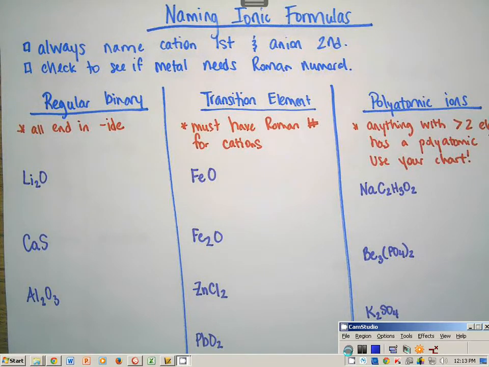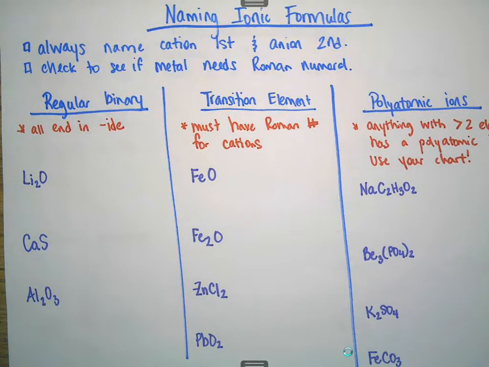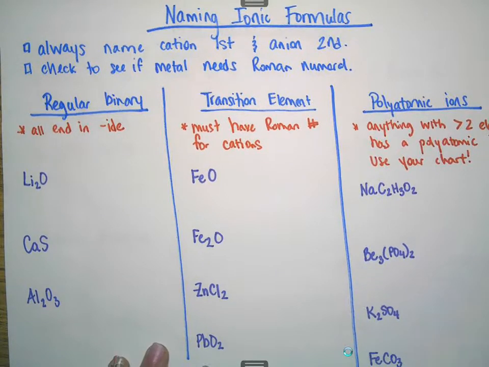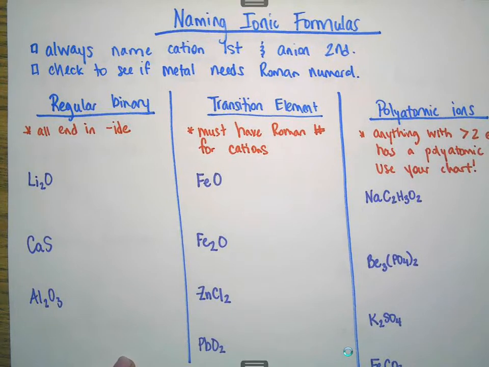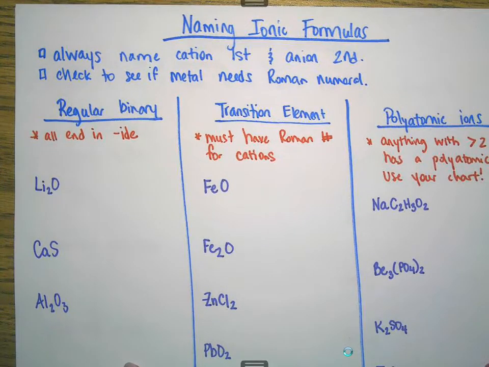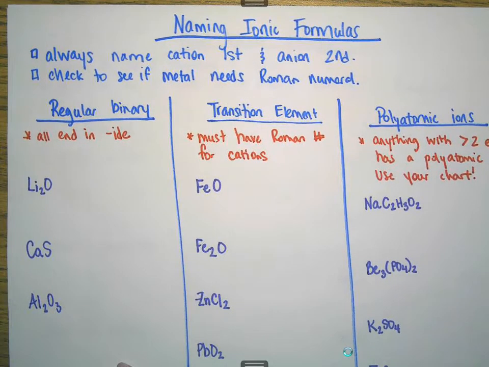Okay, this video is going to explain how to write the names of ionic compounds. I've grouped it together in 3 different groups, kind of like we've been writing the formulas. And then I have a couple of reminders up here at the top that need to be followed every single time you do this. The first one says always name the cation first and the anion second.